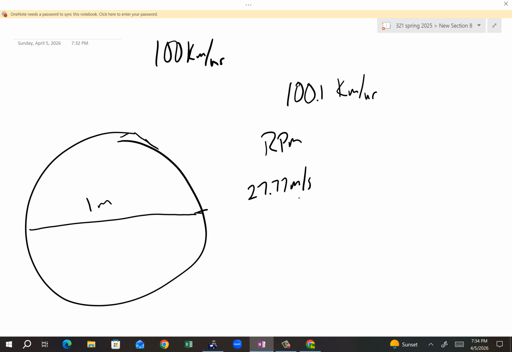All right, cool. So what kind of RPM would you need to pull that off? Well, every time it goes around, that's 6.28 meters per revolution, because it's 2 pi. Actually, the circumference is pi times the diameter. Sorry. So 3.14 meters per revolution.